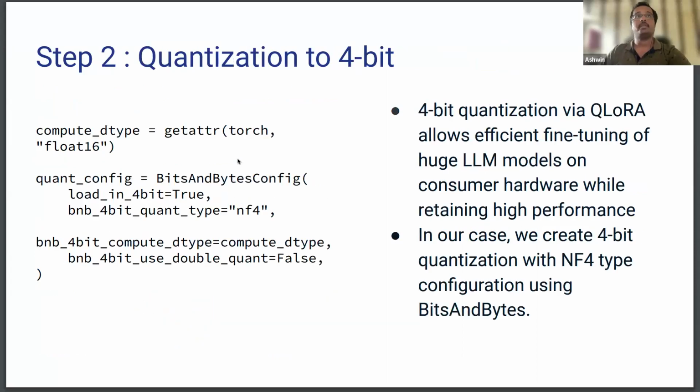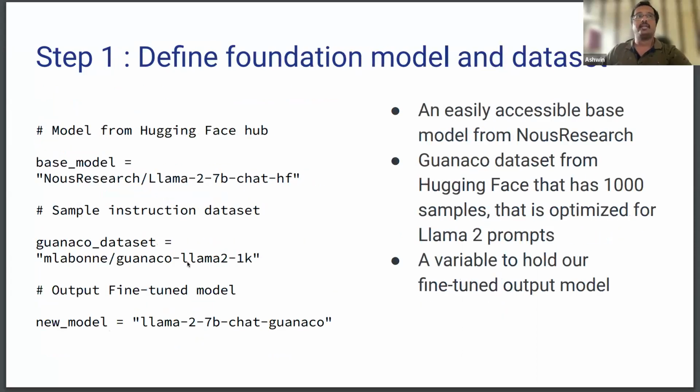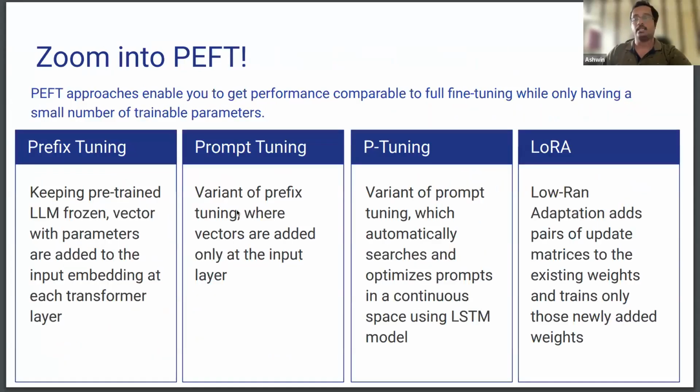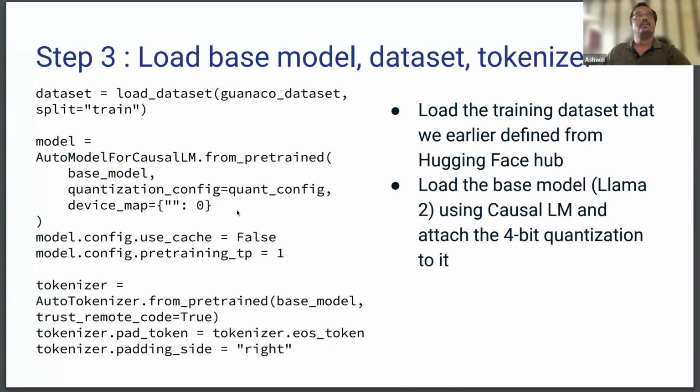If you remember in the previous slide, we are defining the data set to come from the Llama 2 Guanaco data set from the Hugging Face. So you are loading that particular data set, and then here the split train means that the training portion of the data set will be loaded. In this particular data set you have only 1,000 samples.